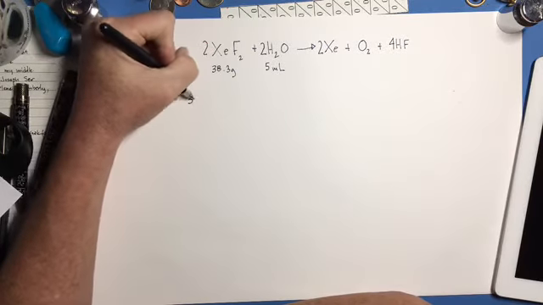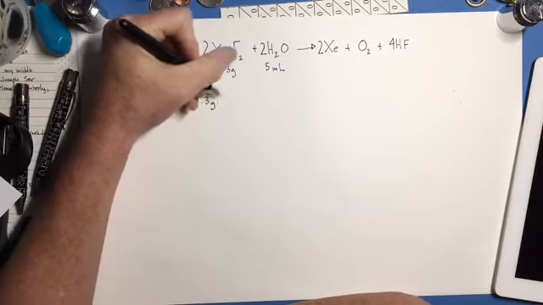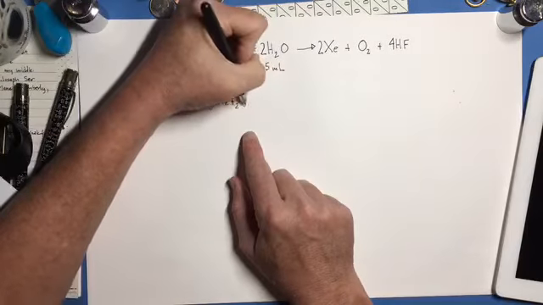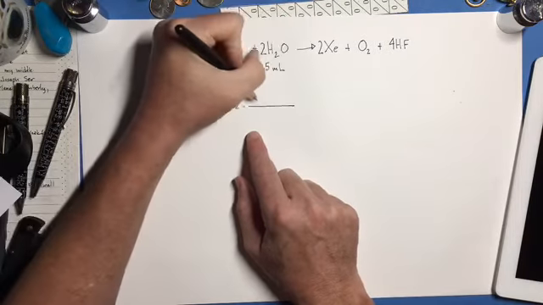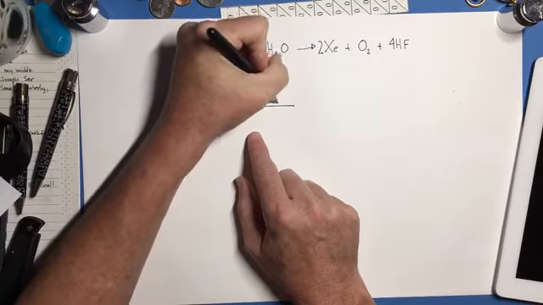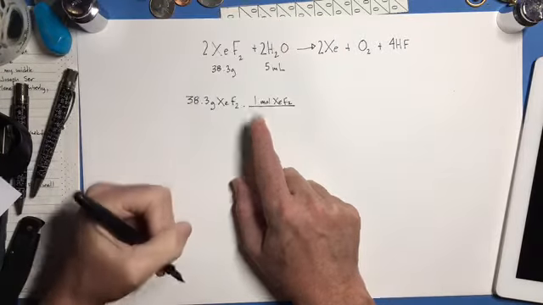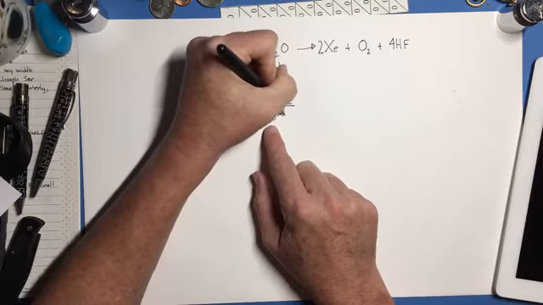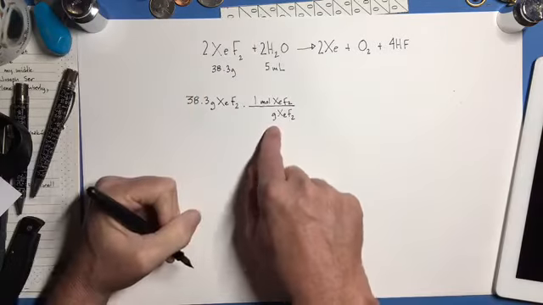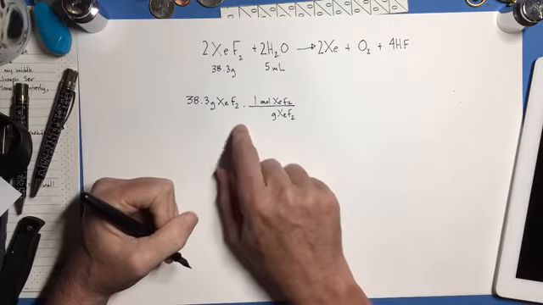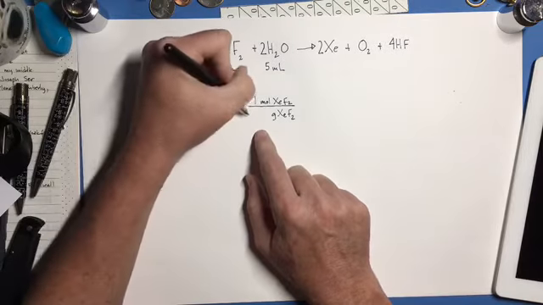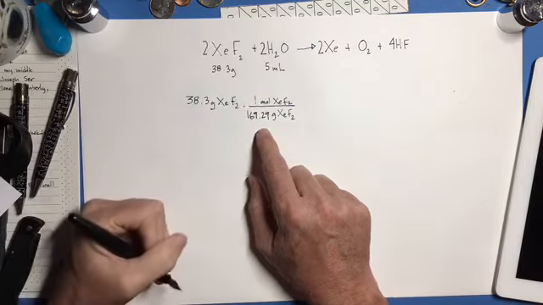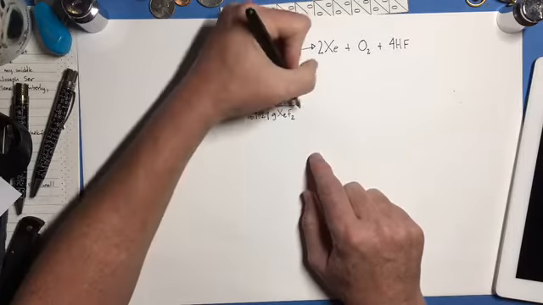So if I have 38.3 grams of xenon difluoride, I first wish to convert that to moles. So up here I'll put 1 mole of xenon difluoride, and below that, I will put the molar mass of xenon difluoride, which is equivalent to 1 mole of xenon difluoride in grams. And the mass, if you look at the periodic table, comes out to 169.29 grams per mole of xenon difluoride.